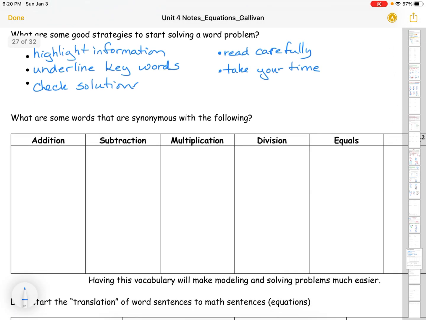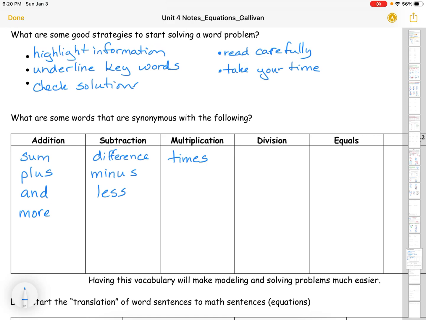Okay? So, what are some words that are synonymous with the following? Sometimes you have to translate. So addition can be sum, plus, and. Subtraction could be a difference, could be minus, less. Similarly, addition could have the word more, right? There were 5 more than what they started with, as opposed to 5 less than what they started with.